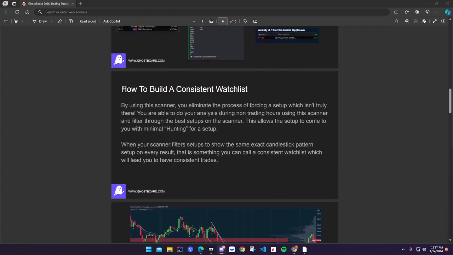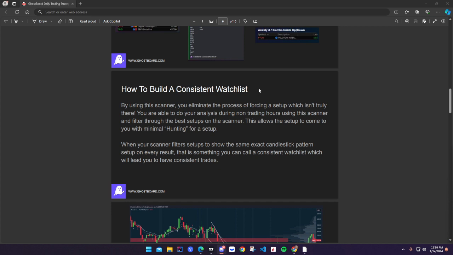So, building a consistent watch list. By using the scanner, you eliminate the process of forcing a setup that isn't truly there. You're able to do your analysis during non-trading hours, and you can use the scanner to filter out the best setups. You already have scanner results with some amazing setups, and if it's too much, you can filter it even better. You can look for something you like better in terms of ticker, maybe volume, pattern, flow, etc. There's a whole bunch you can add on. But getting your results from the scanner is how you build your watch list.